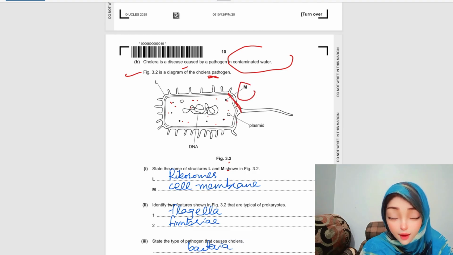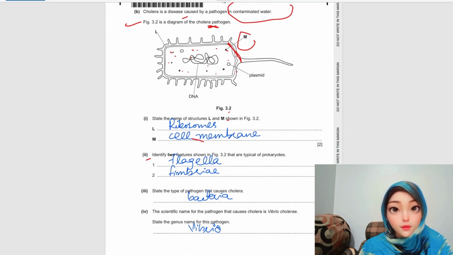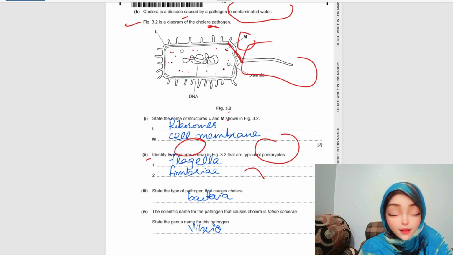Okay, now in question number 2, identify two features that are typical of prokaryotes. So mainly prokaryotes have flagella that help with movement, and secondly prokaryotes have fimbriae.